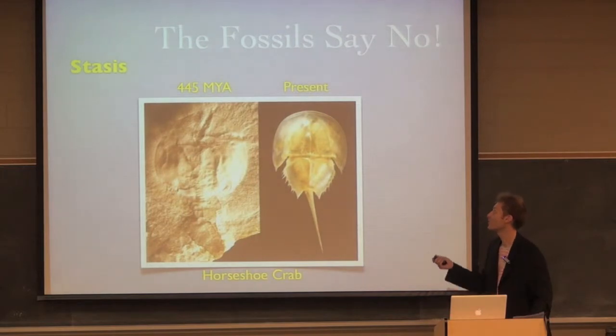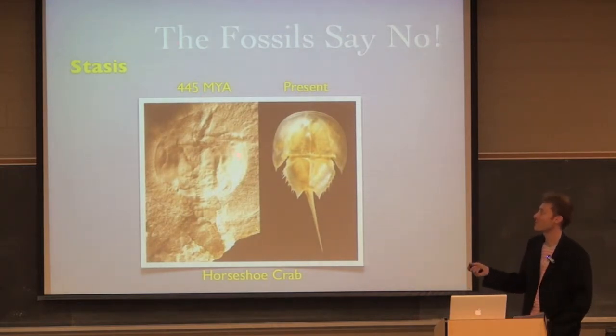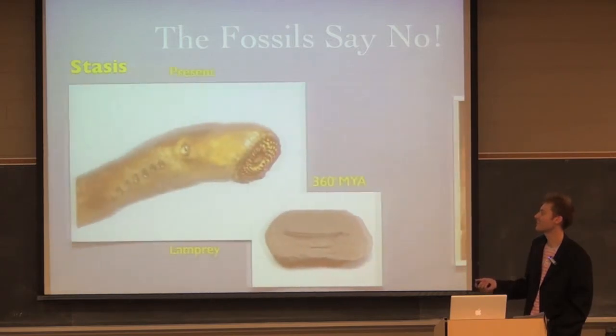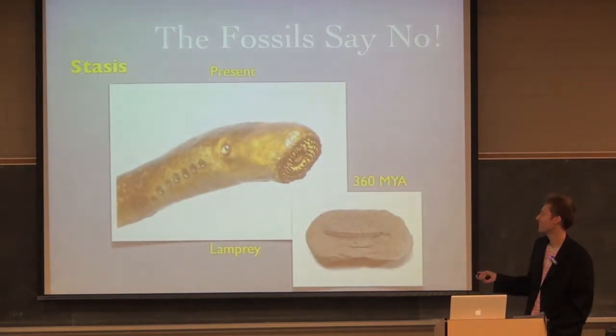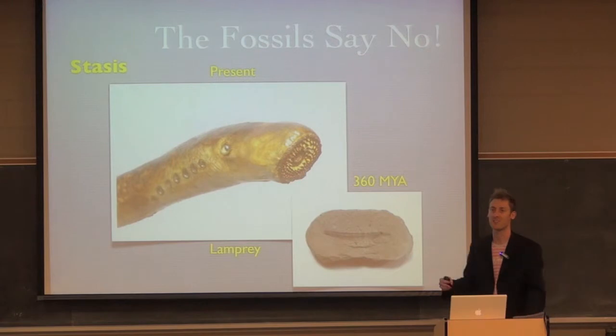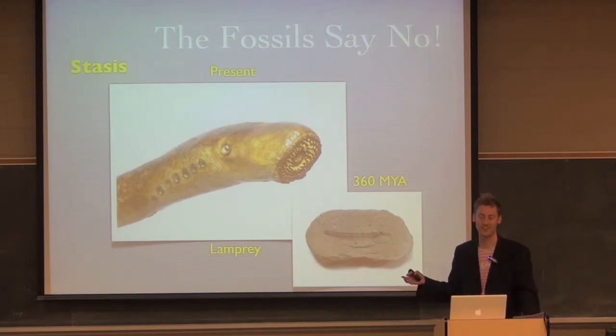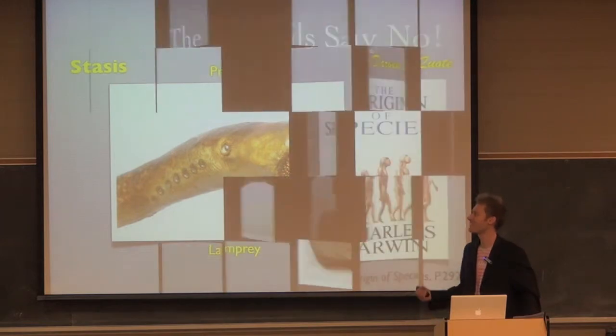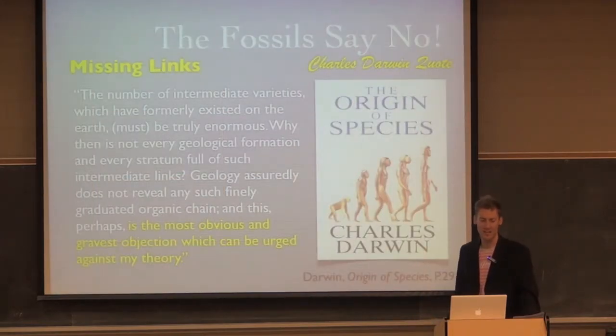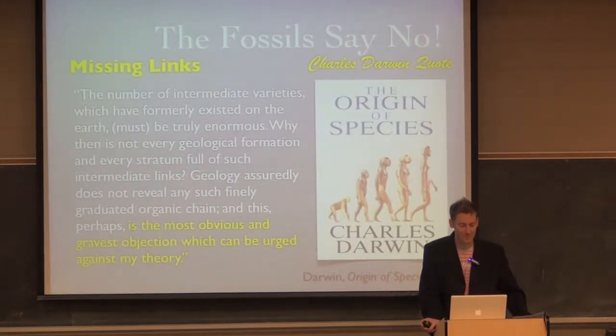We got a horseshoe crab 445 million years ago. There he is, and there he is today. Okay? Virtually identical. Lamprey, 360 million years. Hasn't changed. Okay? So there are things that make you go, why haven't they changed in millions of years? The missing links.